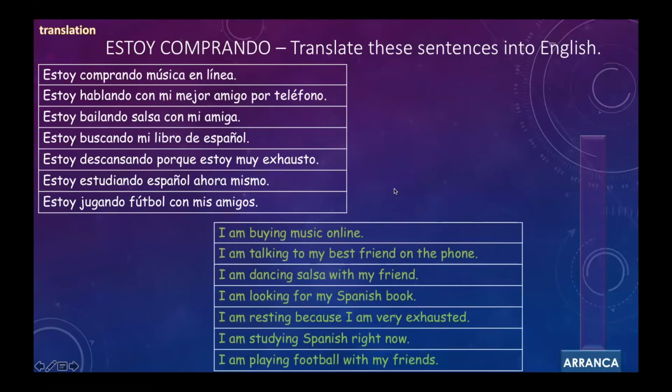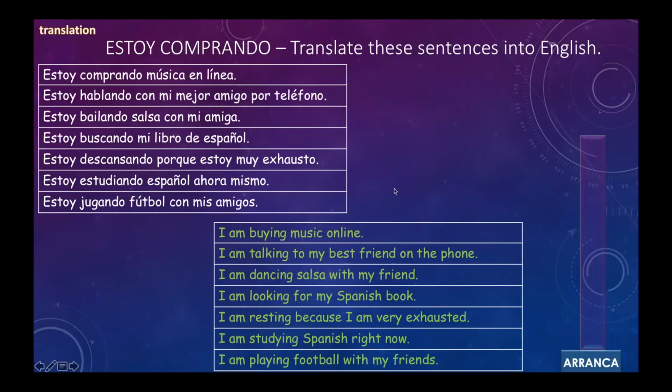Here we are. Estoy comprando música en línea. I am buying music online. Estoy hablando con mi mejor amigo por teléfono. I'm talking to my best friend on the phone. Estoy bailando salsa con mi amiga. I'm dancing salsa with my friend. Estoy buscando mi libro de español. I'm looking for my Spanish book.